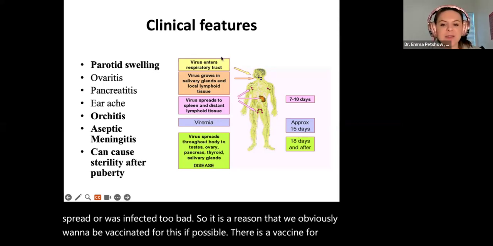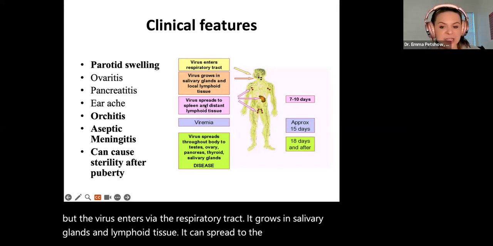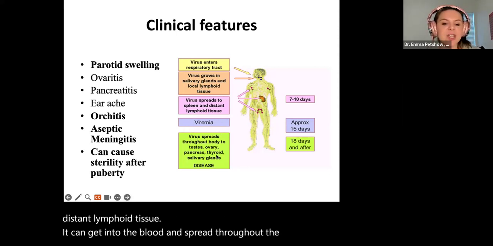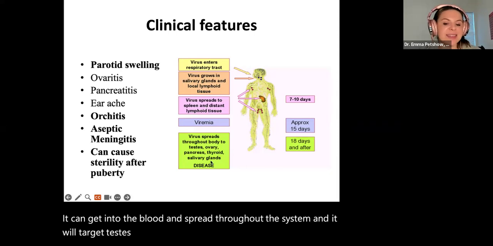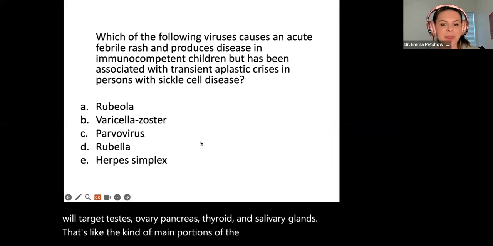But the virus enters via the respiratory tract. It grows in salivary glands and lymphoid tissue. It can spread to the spleen and distant lymphoid tissue. It can get into the blood and spread throughout the system. And it will target testes, ovary, pancreas, thyroid, and salivary glands. That's the main portions of the disease.